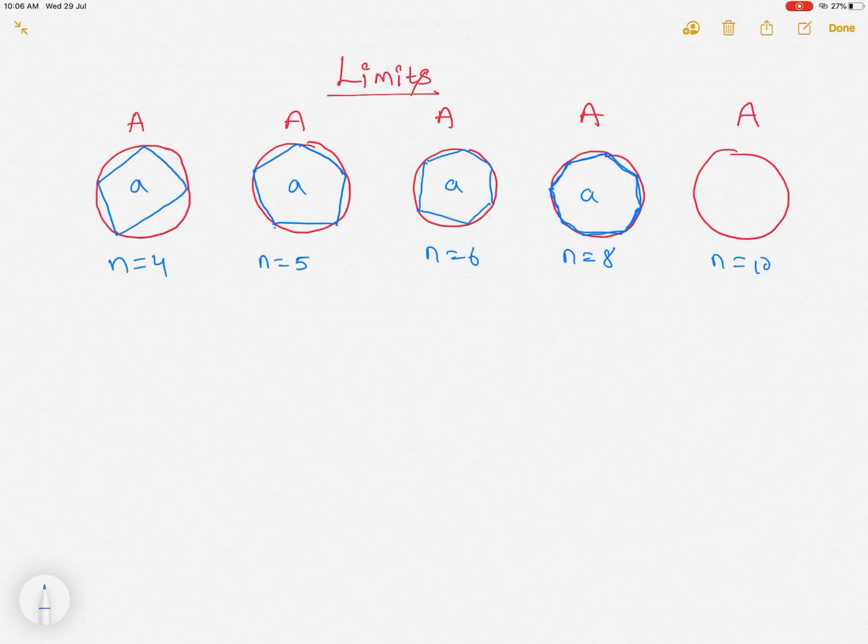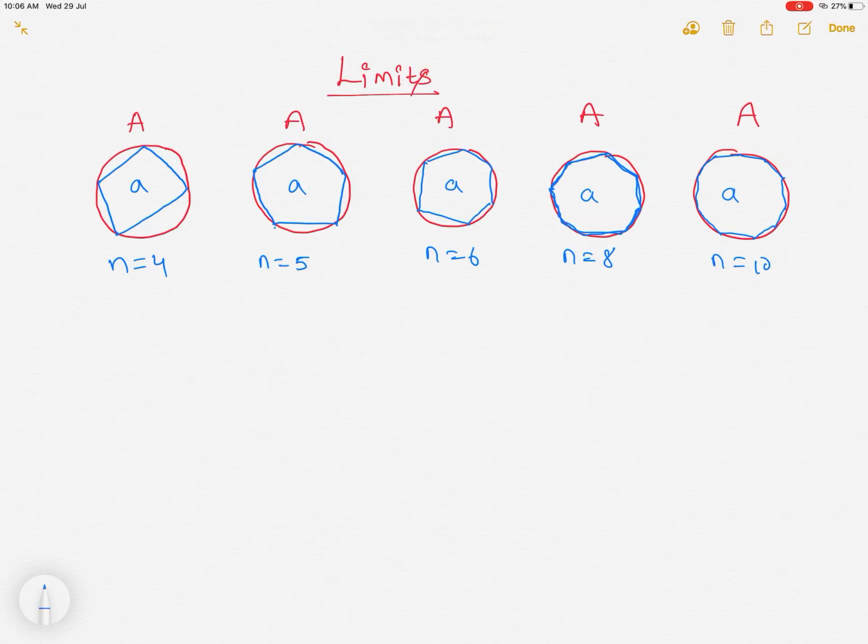Now try to increase the number of sides to 10. Then what will we get? We'll get a decagon. How many sides? 10 sides: 1, 2, 3, 4, 5, 6, 7, 8, 9, 10. So now the area of the polygon is almost coinciding with the area of the circle as the number of sides increases to 10.